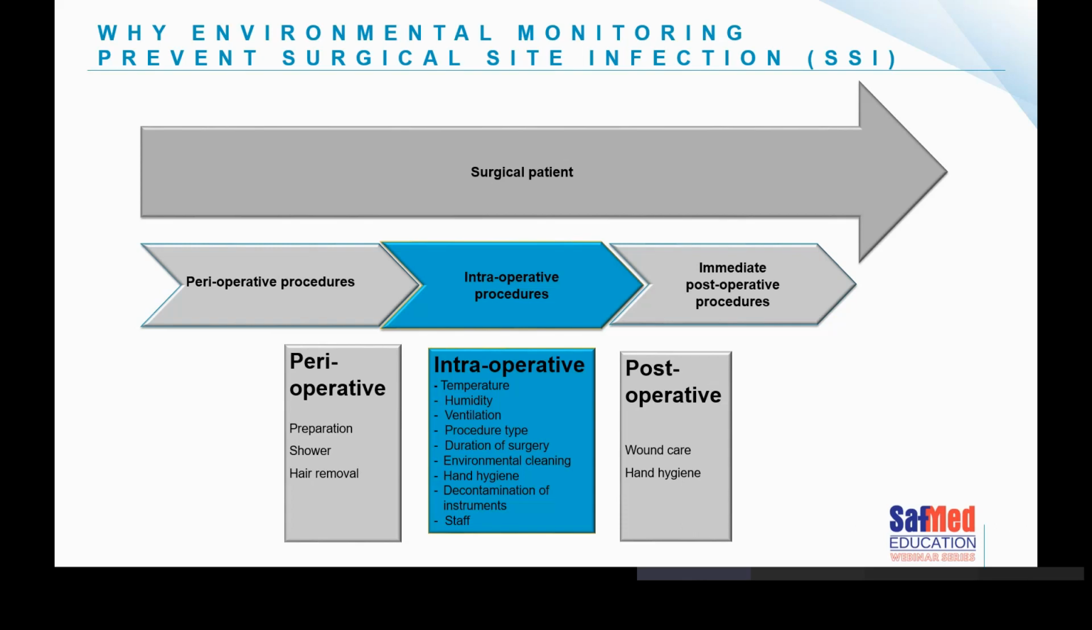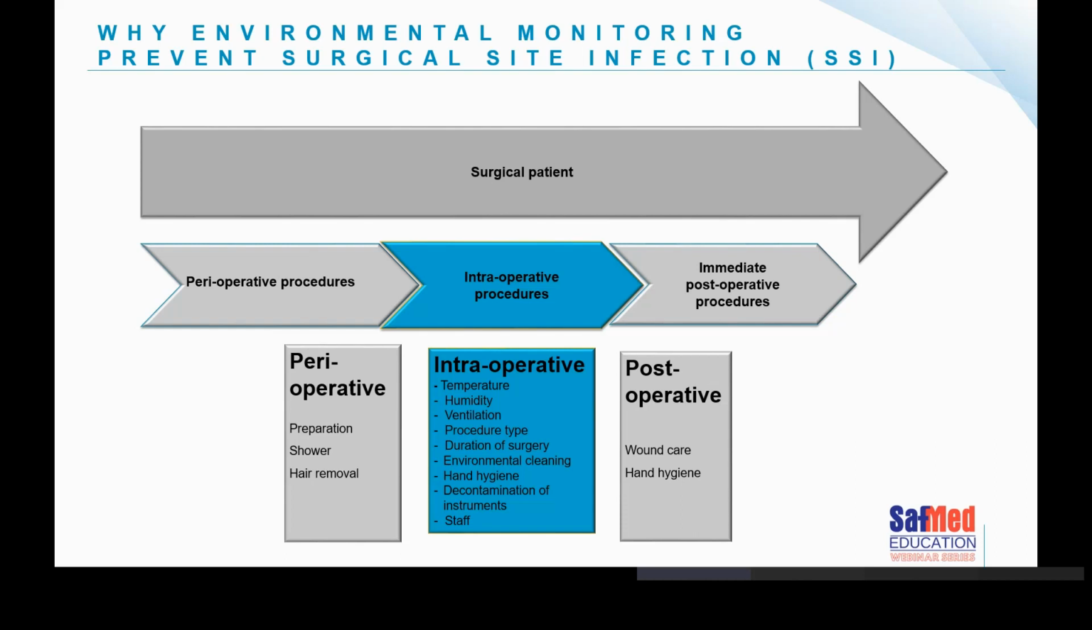For today's session, we will talk a little bit about the intraoperative phase, which is a huge contributor to surgical site infections potentially. There again, the temperature in theatre plays a big role, and we will talk about that, humidity, the ventilation, the type of procedure, and the duration of surgery. The longer the surgery, the bigger the chance of development of a surgical site infection. Environmental cleaning, hand hygiene, the decontamination of the instruments, and the role of the staff.